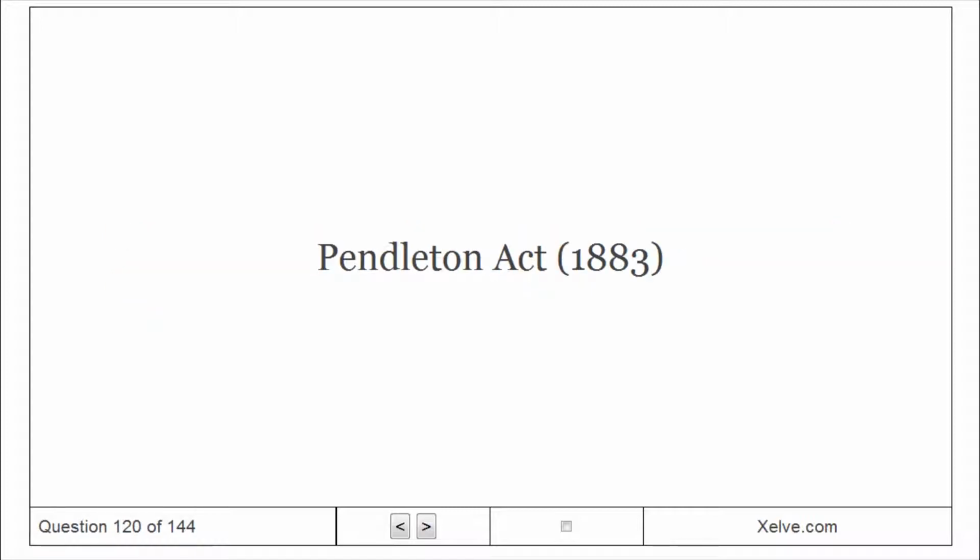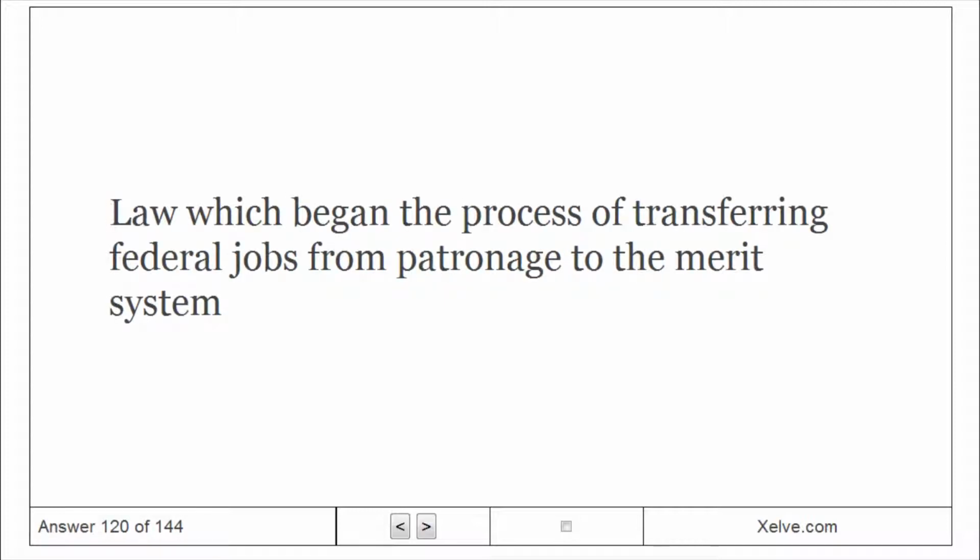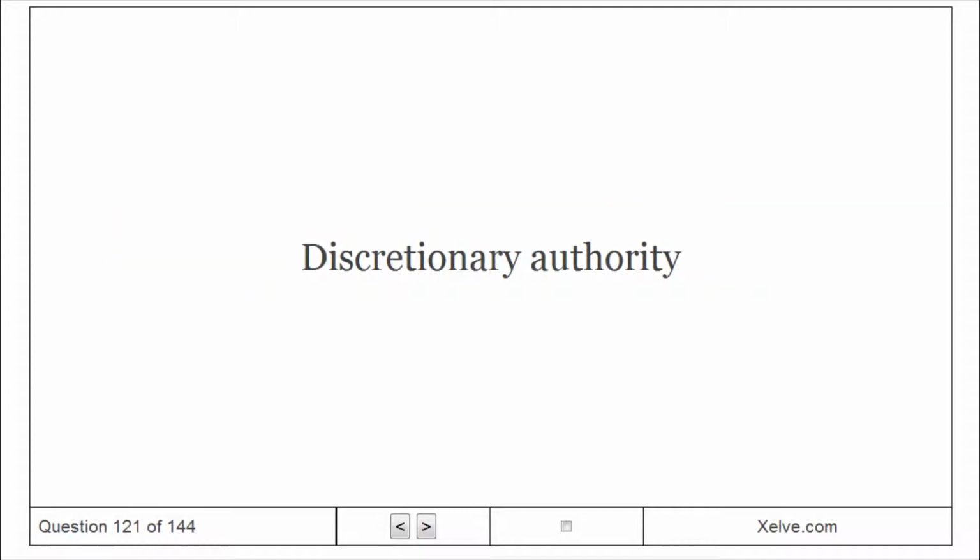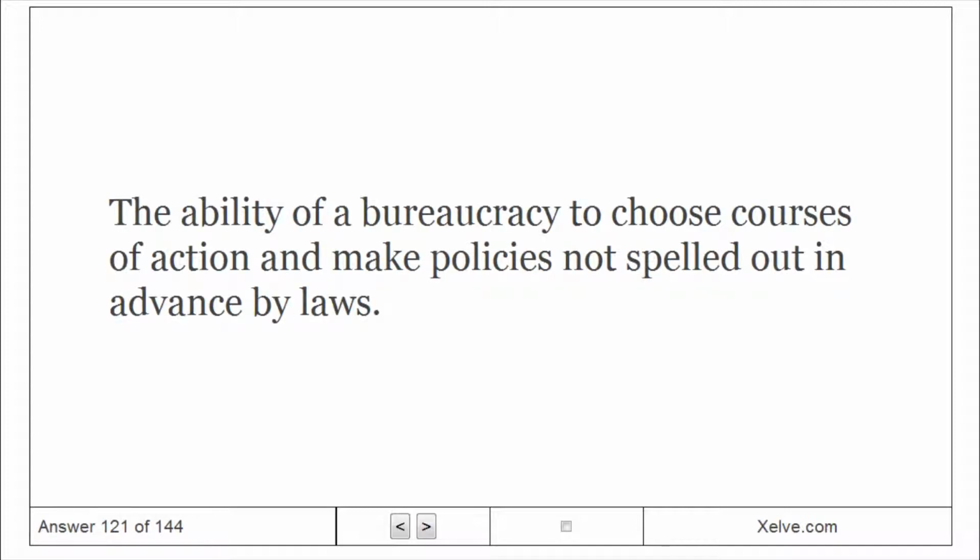Pendleton Act, law which began the process of transferring federal jobs from patronage to the merit system. Discretionary authority, the ability of a bureaucracy to choose courses of action and make policies not spelled out in advance by laws.